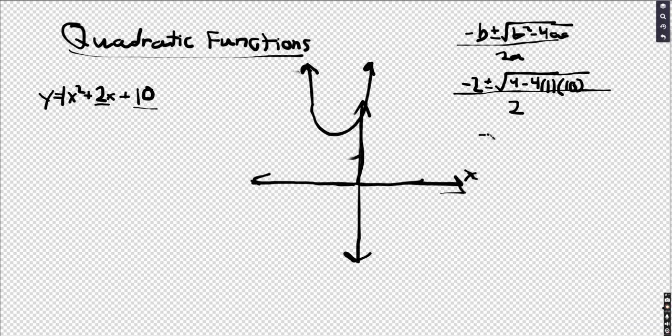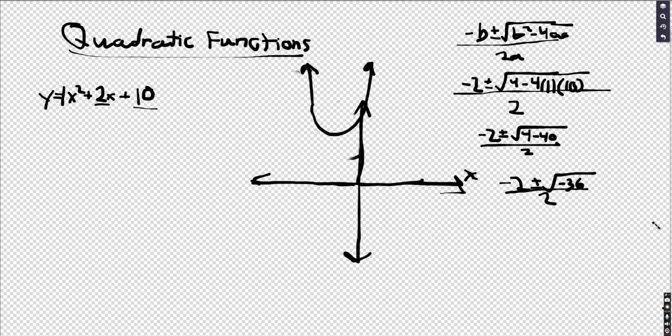So let's start simplifying. We have negative 2 plus or minus the square root of 4 minus, well, what's 4 times 1 times 10? That's 40. Divided by 2. And we can keep simplifying this. So we have negative 2 plus or minus the square root of negative 36 divided by 2. So now, well, we're stuck, because we can't simplify it anymore, because notice it's negative 36.